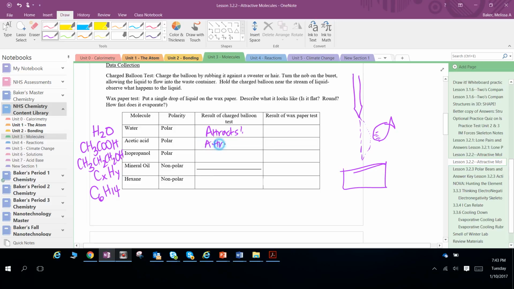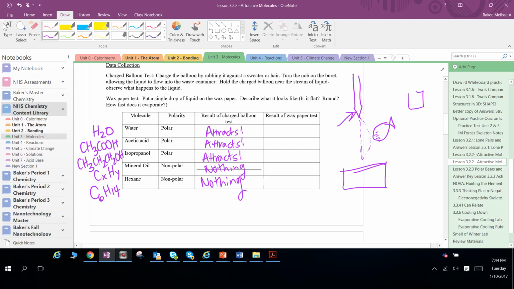And so we saw that happen with water, acetic acid, which is the same as vinegar, isopropanol, and hexane, no. Mineral oil is too thick for a burette. It'll clog it up because there's a tiny tip at the end. But for the record, it would also do nothing.